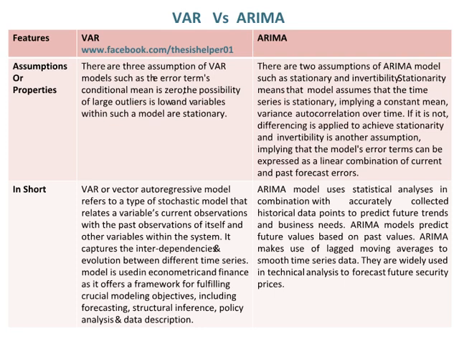Whereas the ARIMA model uses statistical analyses in combination with accurately collected historical data points to predict future trends and business needs. ARIMA models predict future values based on past values. ARIMA makes use of lagged moving averages to smooth time series data. They are widely used in technical analysis to forecast future security prices.